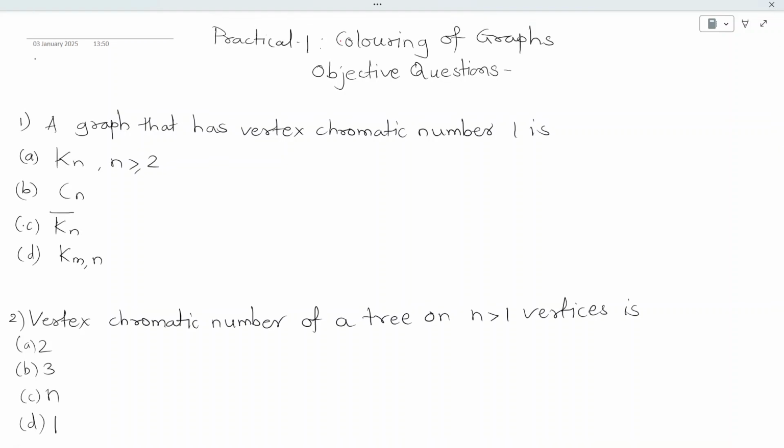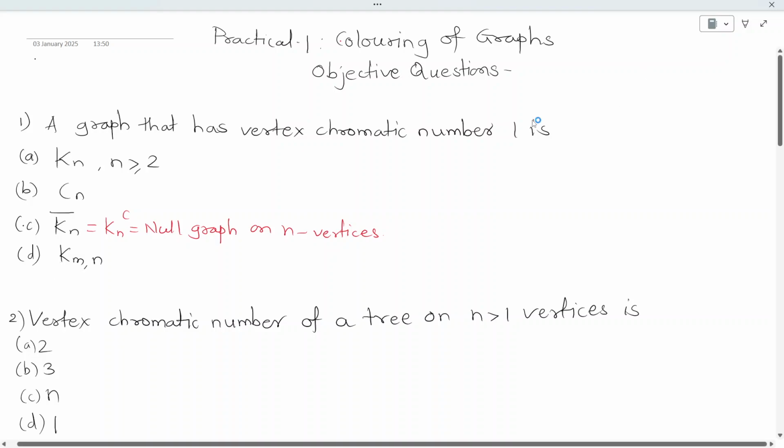First objective: a graph that has vertex chromatic number 1 is Kn for n greater than or equal to 2, Cn, Kn bar, or Kmn. Kn bar means Kn complement, that is the null graph on n vertices. And the last is Km,n, the complete bipartite graph on m plus n vertices, where one vertex set contains m vertices and another vertex set contains n vertices.